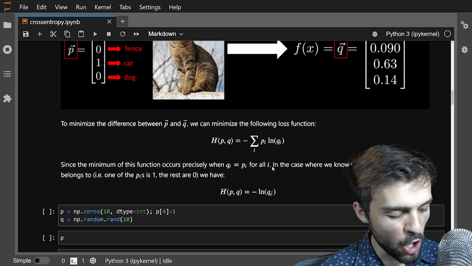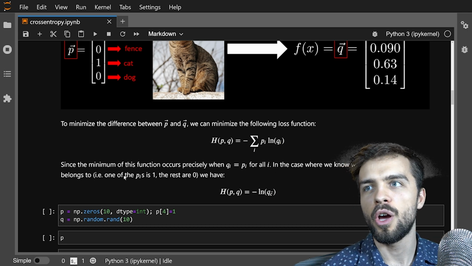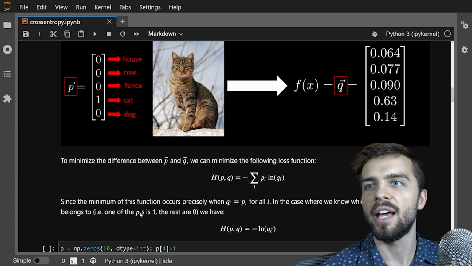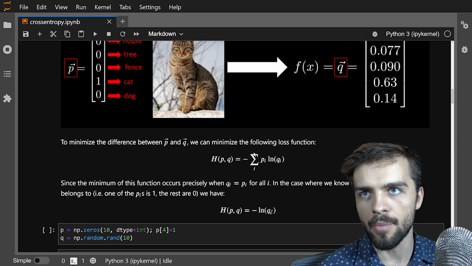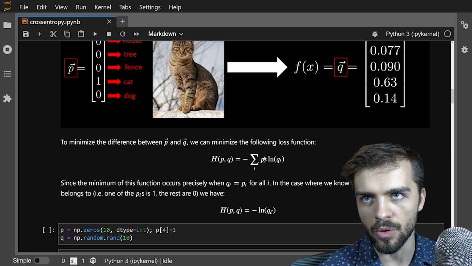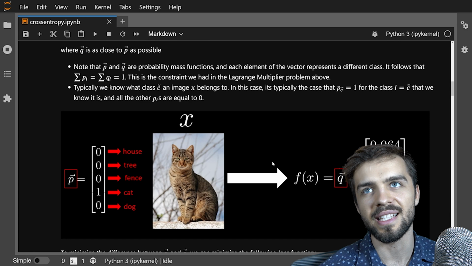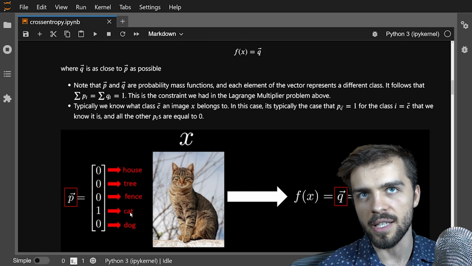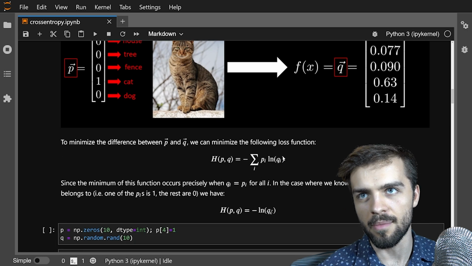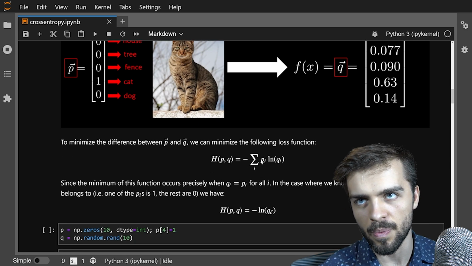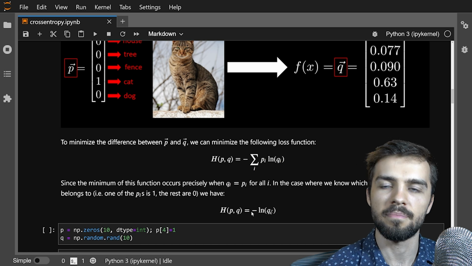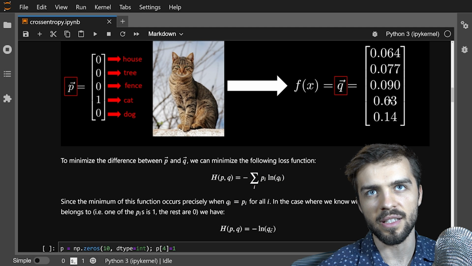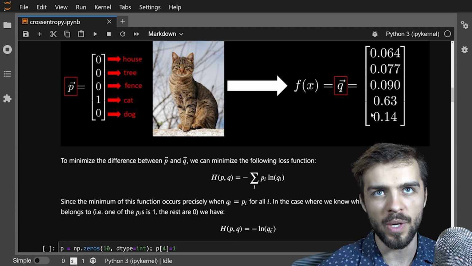Now, in the case where we know which class the image belongs to, one of the p_i is equal to 1. For example, here it's cat, it's just this here, and the rest are equal to 0. So if I sum through this, only one of these is equal to 1, and that's when i is equal to C tilde. Remember, C tilde is the one where the probability is equal to 1. So the sum is 0 for everything except the case when i is C tilde, and I just get minus the natural logarithm of q of C tilde. So q of C tilde in this case is 0.63 here.